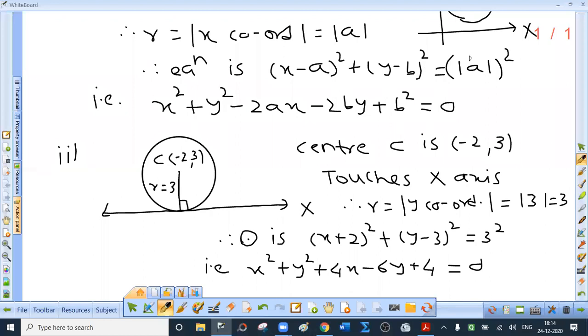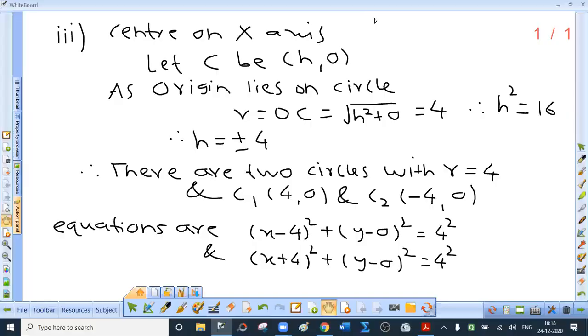Second, what is given? We are given that the center is at (-2, 3) and the circle touches the x-axis. I haven't shown the position of the y-axis. Clearly, the circle lies above the x-axis because the center is in the second quadrant. So what is the radius? The distance of the center from the touching line, that is the x-axis, is the radius, and the distance of the center from the x-axis is the modulus of the y coordinate. So mod 3, that is 3, is the radius. By the center-radius form, we get the equation x square plus y square plus 4x minus 6y plus 4 equal to 0.